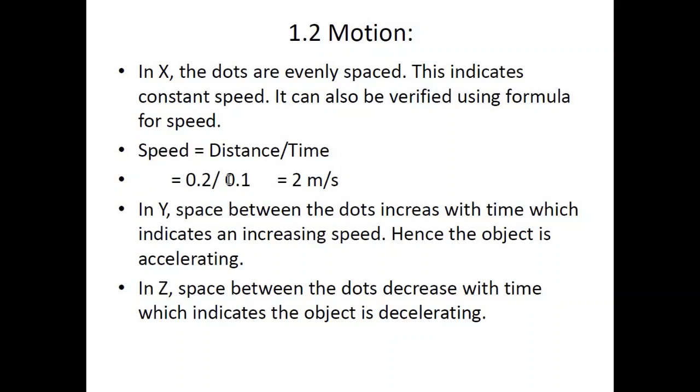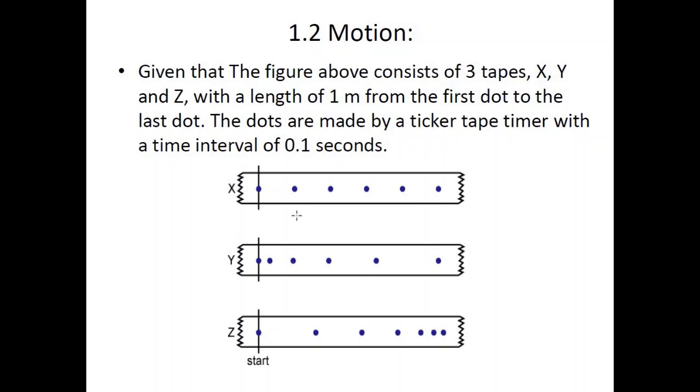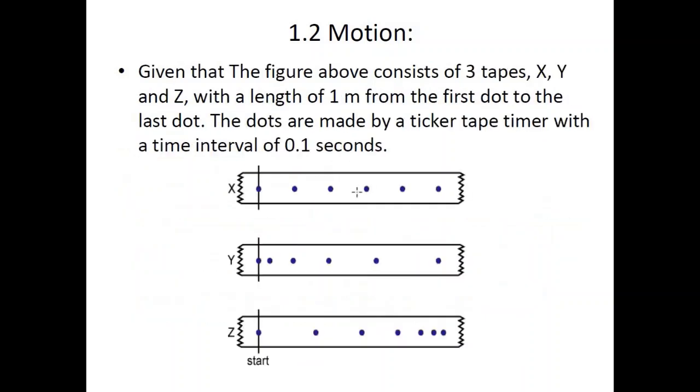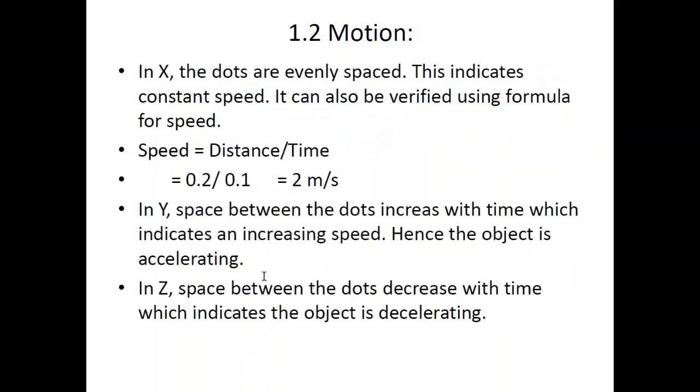You can also check it like this: 0.2, that is supposed to be the distance between one dot. As you know, from over here till over here it is 1 meter, and there are 1, 2, 3, 4, 5 dots. So 1 divided by 5 is 0.2. So distance upon time, 0.2 divided by 0.1 would give you 2 meters per second. For each dot, the distance is same, the time is same, so you can check that these dots display a constant speed. Just remember, in a ticker tape timer, whenever the dots are equally placed, it means that speed is constant.